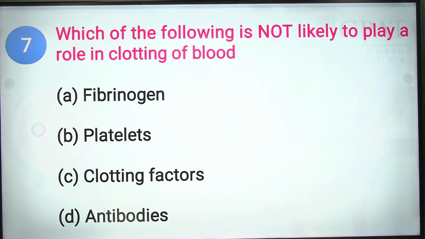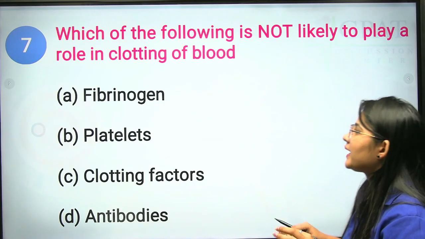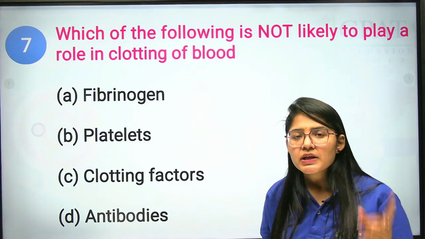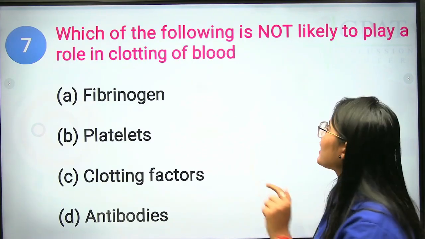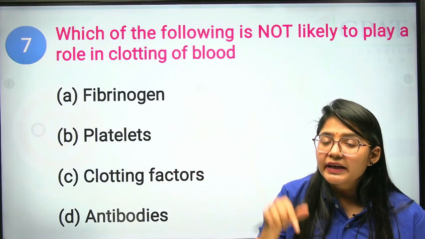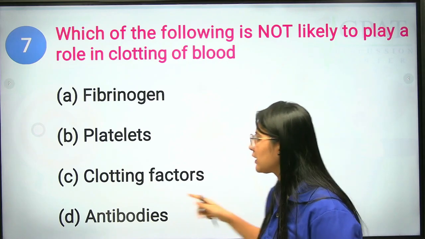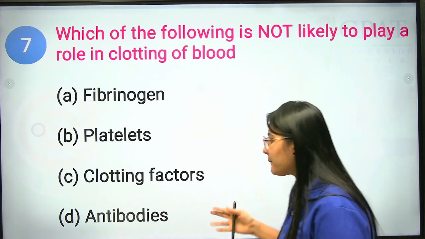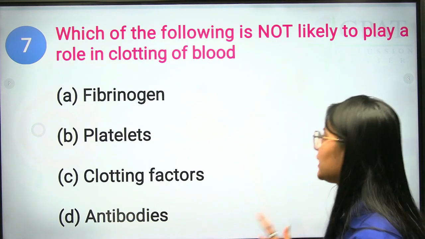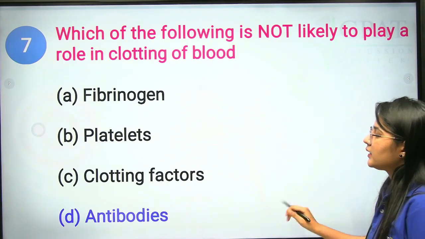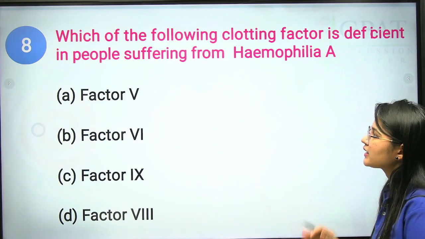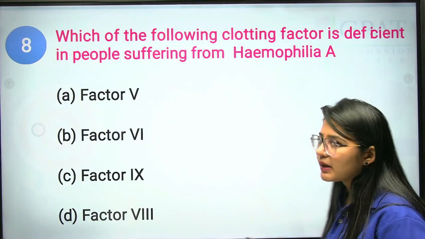Next question. Which of the following is not likely to play a role in a clotting of blood? Fibrinogen, as usual, is responsible for clotting of blood. But our question says not. We have then platelets. This is the key element for your clotting. Clear? Clotting factors itself is responsible, but your antibodies are not responsible for the clotting of your blood.